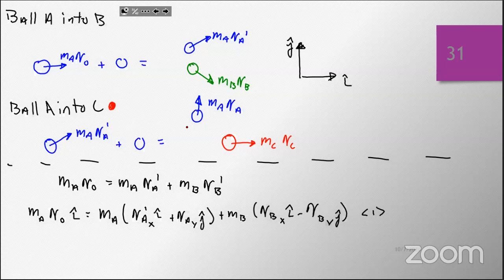Let's write a similar equation for ball A into C. Well, you're going to see something pretty interesting here. Well, at least I think it's interesting. You guys might.